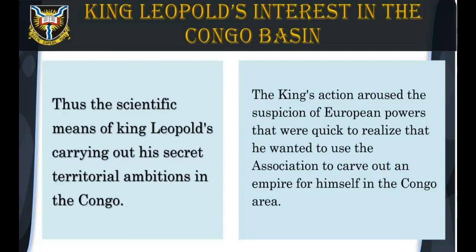Thus, the scientific association was the means of King Leopold's carrying out his secret territorial ambitions in the Congo. The king's action aroused the suspicion of European powers that were quick to realize that he wanted to use the association to carve out an empire for himself in the Congo.